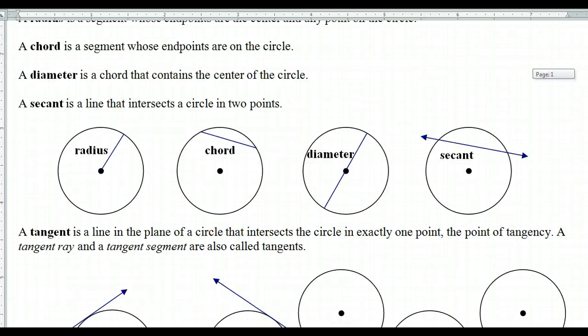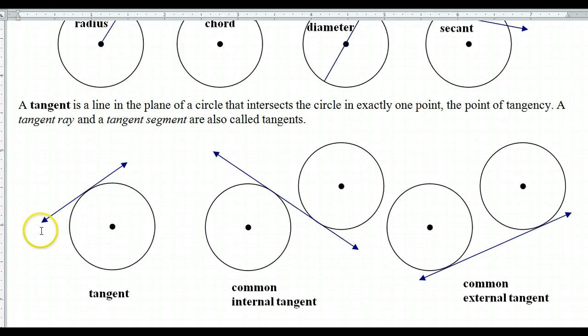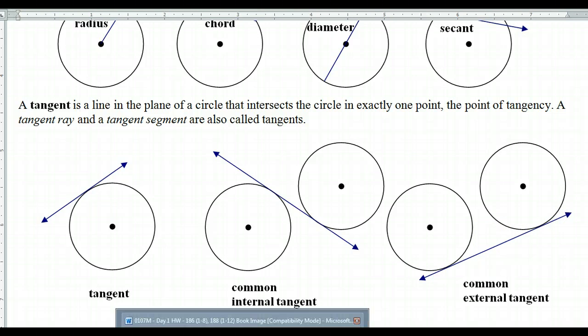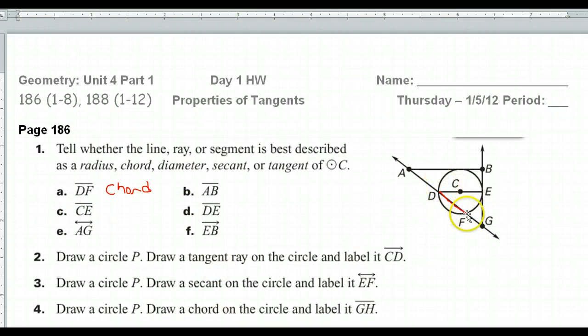And then last but not least, tangent. This is a tangent. It's a line or ray or segment that just intersects the circle at one point. So it sort of grazes the circle like that. And of course you can have a common internal tangent that sort of goes between the two circles, or you could have a common external tangent that goes along the outside of the circles. Anyway, so looking back at problem number 1, we can see that DF, see how the symbol over the DF is a segment. That's how I know that it is a chord.